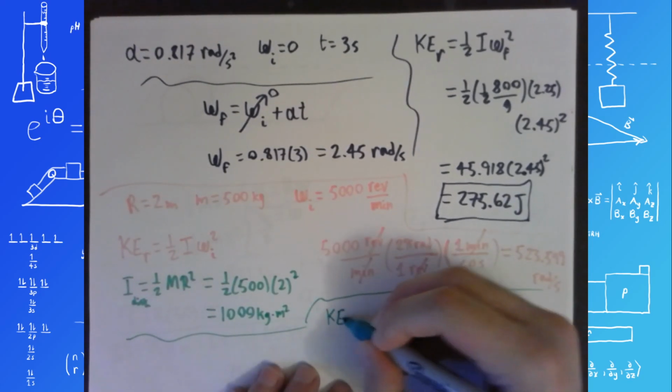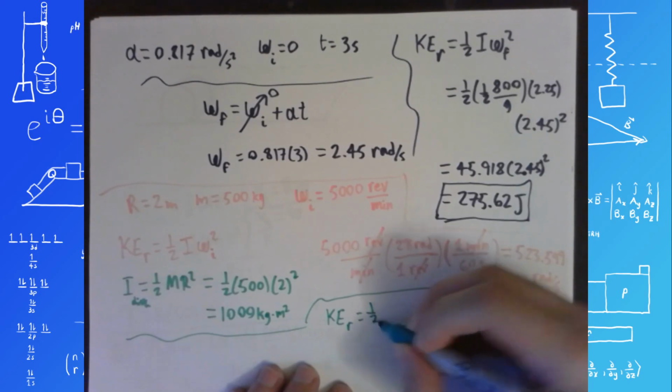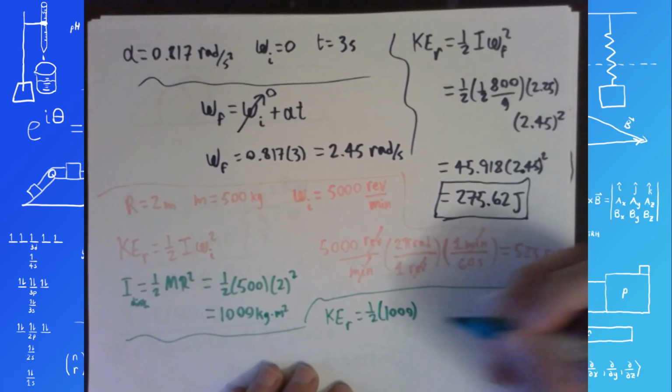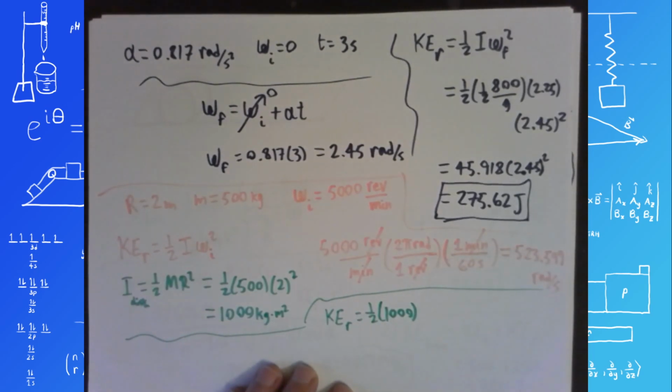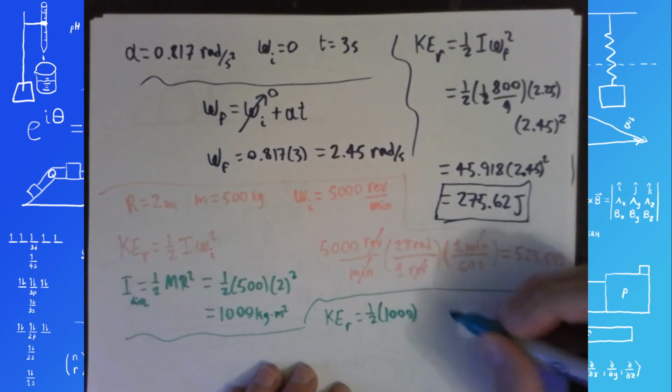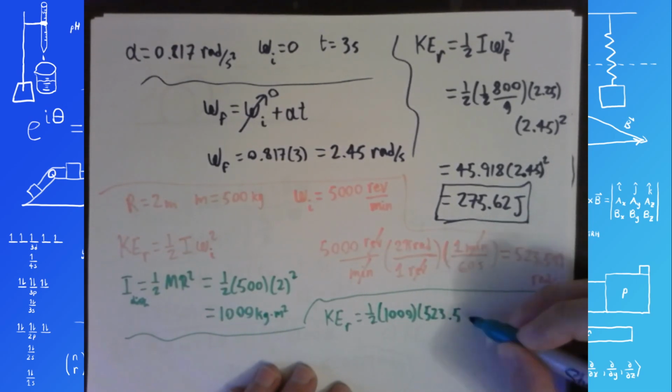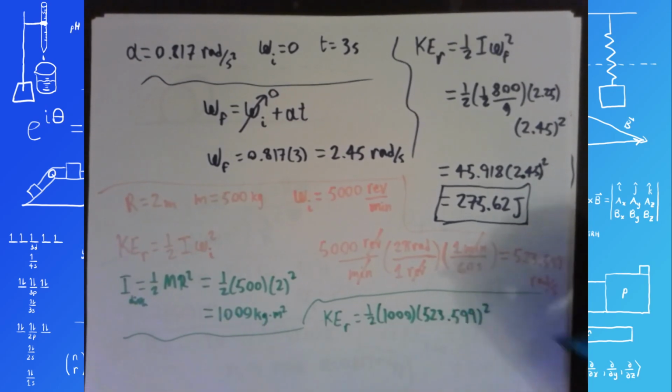Rotational kinetic energy equals 1/2 moment of inertia, 1/2 of 1,000, times the angular speed squared, 523.599 squared. That's definitely a job for a calculator. 1/2 of 1,000 is 500, and 500 times 523.599 squared is a very, very big number.